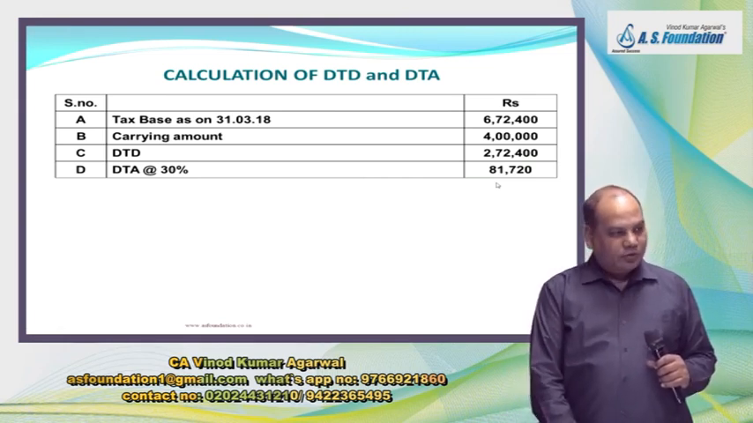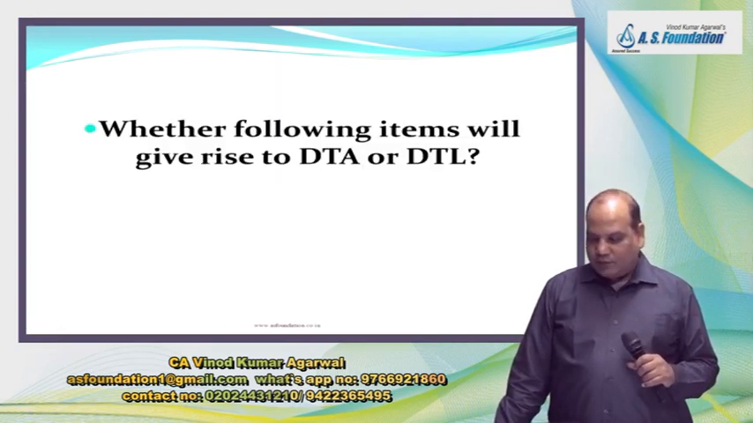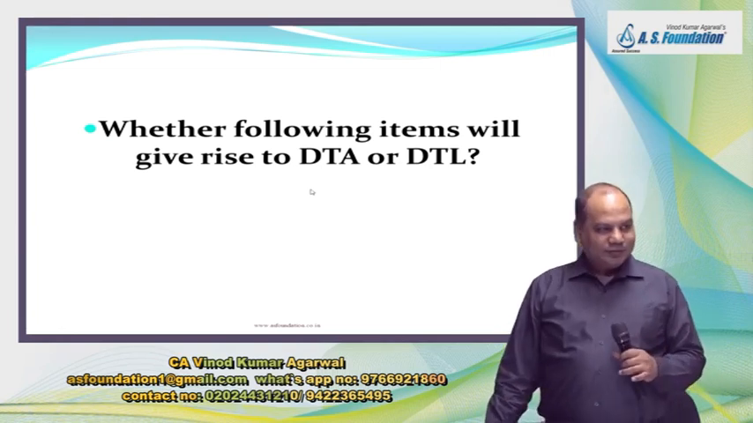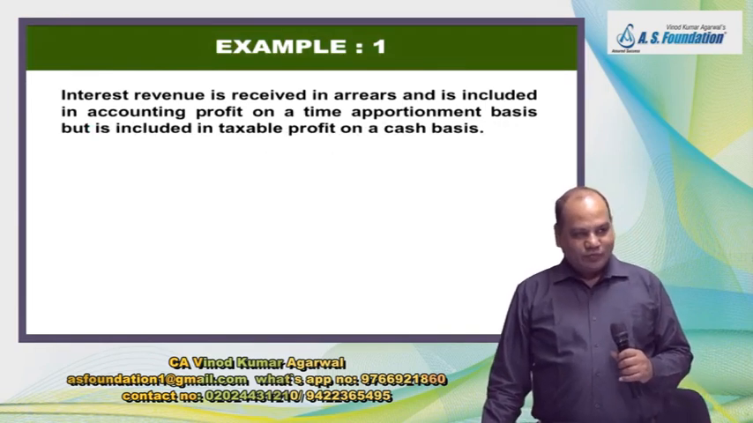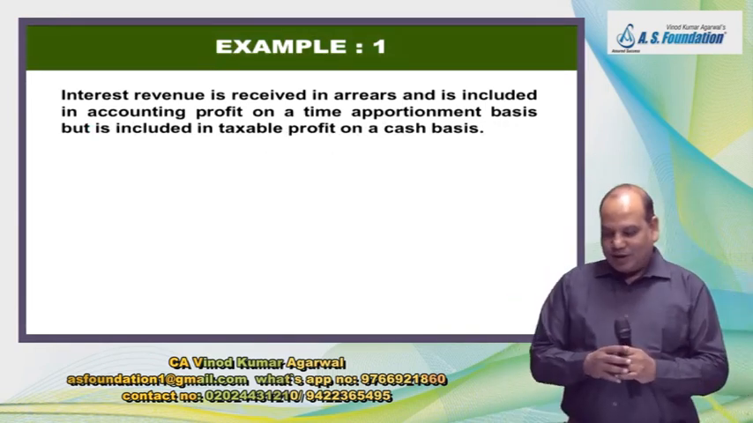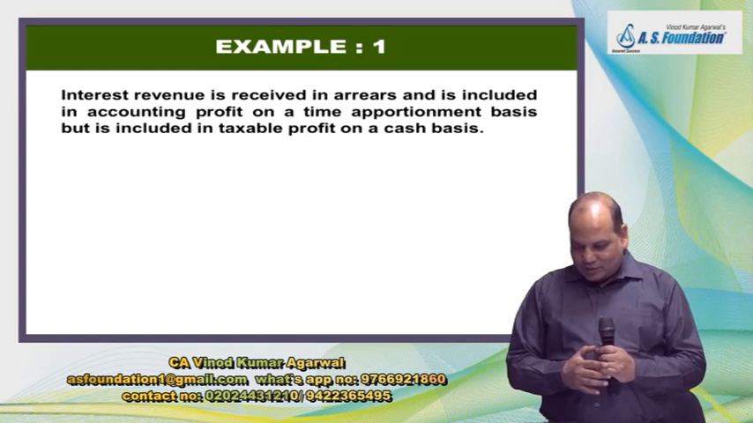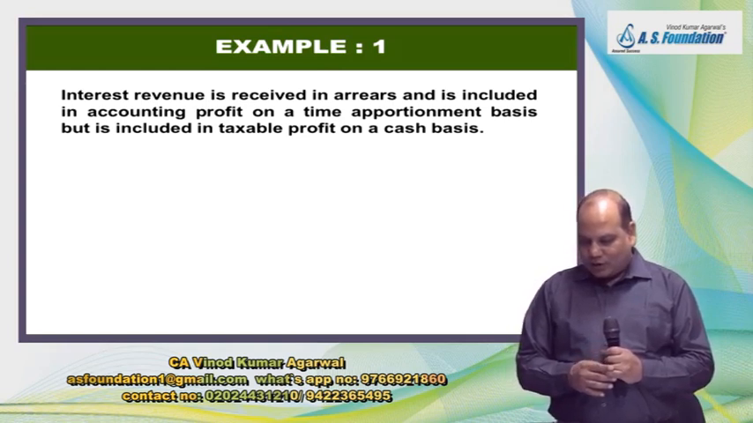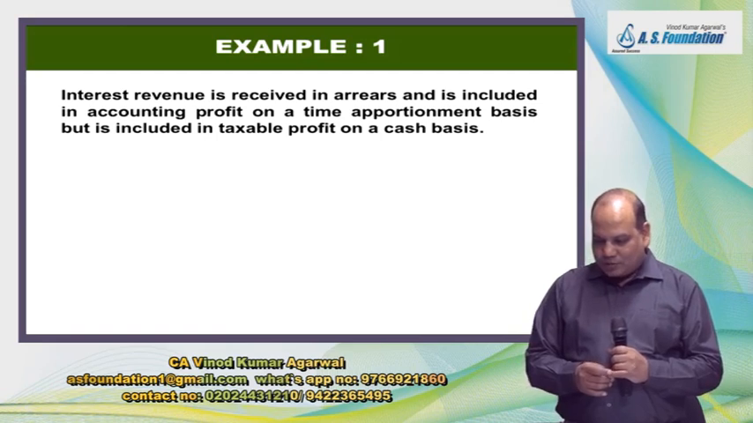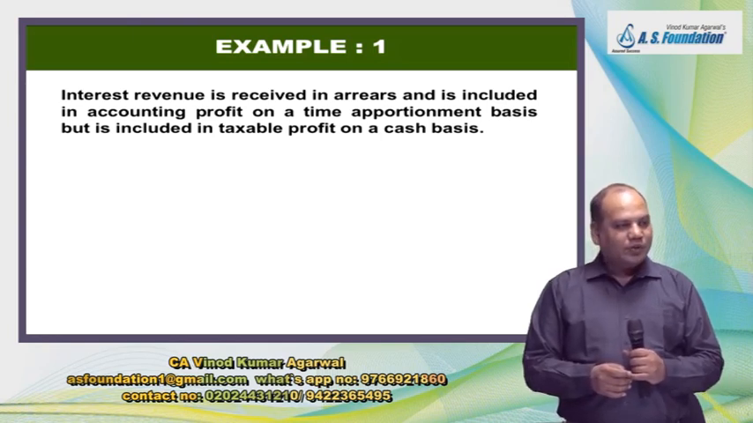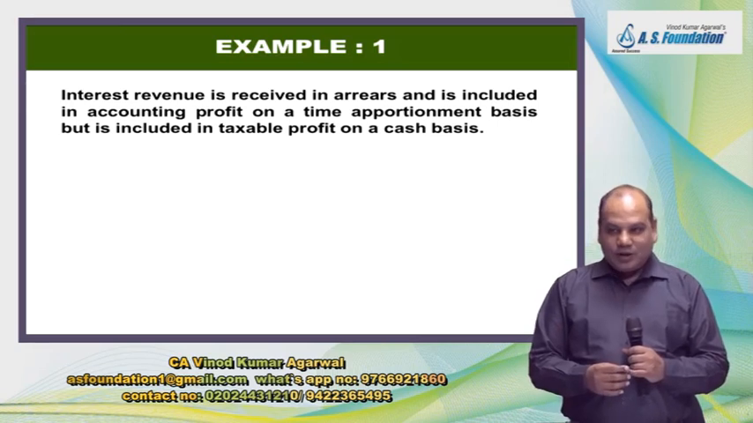Now we'll play a rapid fire round. Whether the following items will give rise to DTA or DTL. So now you have to think fast. 5 seconds per question will be allowed. 5 seconds starts now. Interest revenue is received in arrears, is included in accounting profit on a time apportionment basis, but is included in taxable profit on a cash basis. Just answer whether it will give rise to DTA or DTL.